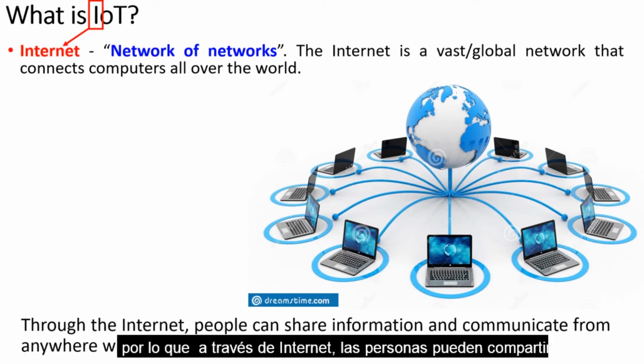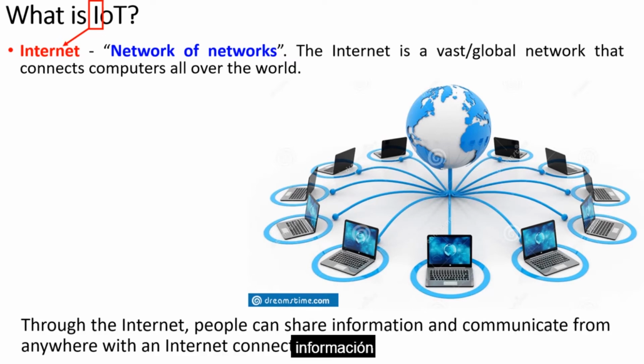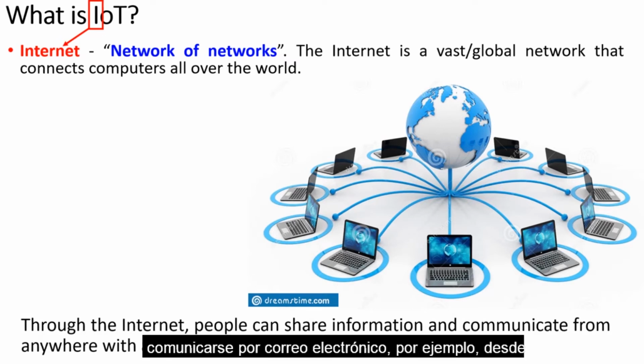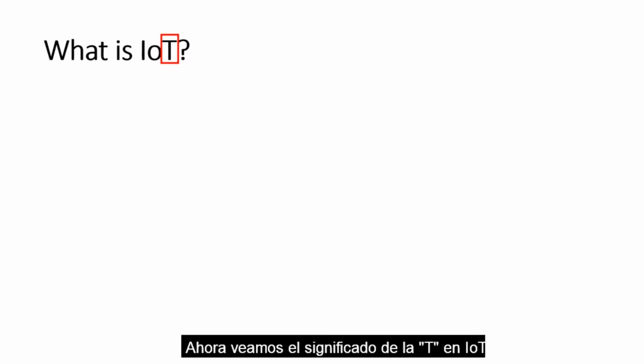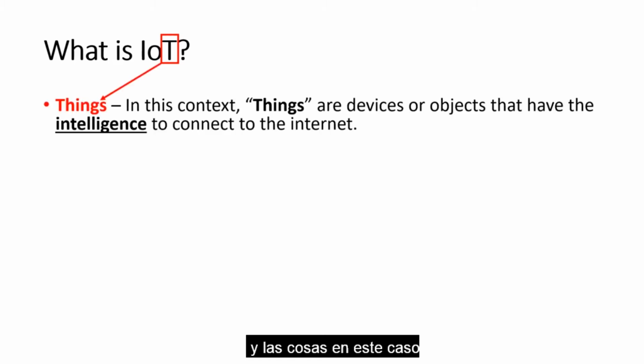Through the Internet, people can share information and communicate, by email for example, from anywhere in the world using an Internet connection. Next, we will look at the T in IoT. What does the T stand for? The T stands for things. And the things in this case are the devices or objects with intelligence that are able to connect to the Internet.